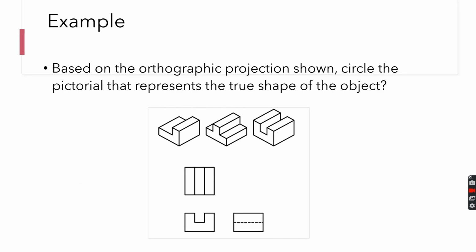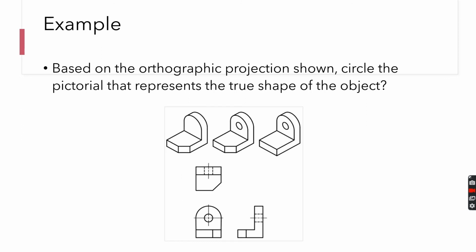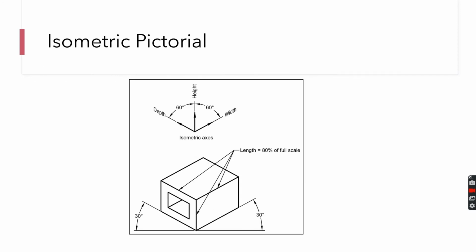Based on the orthographic projection shown, circle the one that is the true shape of the object. So which one of these 3 looks like this one? It would be that one there. Which one would that be? It would be that one there.